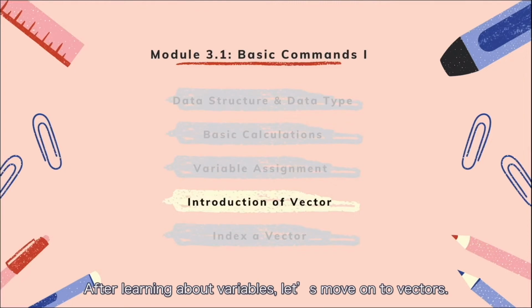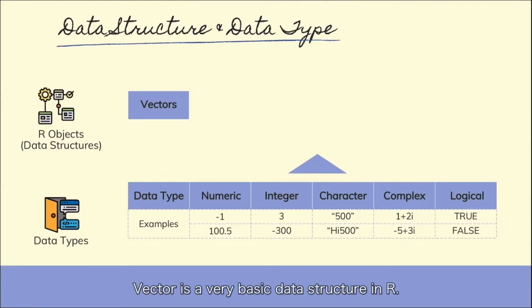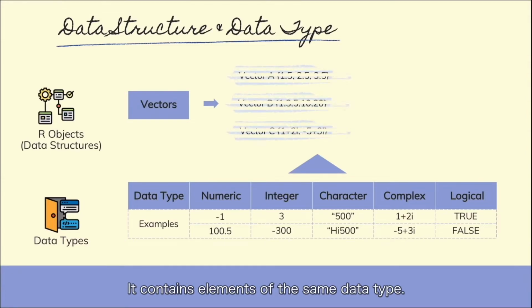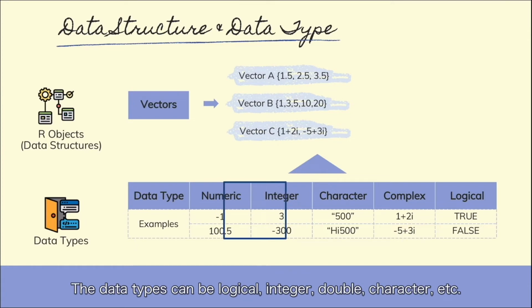After learning about variables, let's move on to vectors. As you just learned, vector is one of the R objects or so-called data structures in R language. Vector is a very basic data structure in R. It contains elements of the same data type. The data types can be logical, integer, double, character, etc.